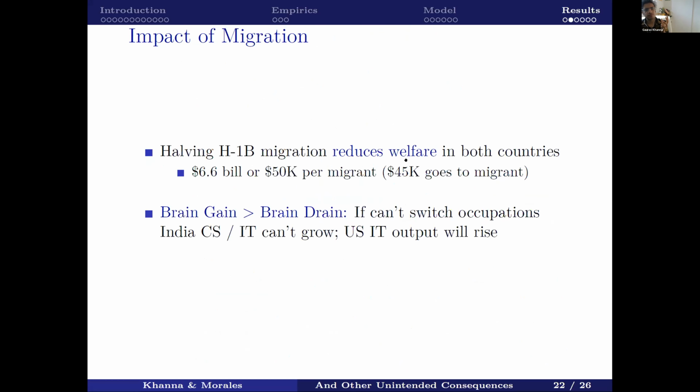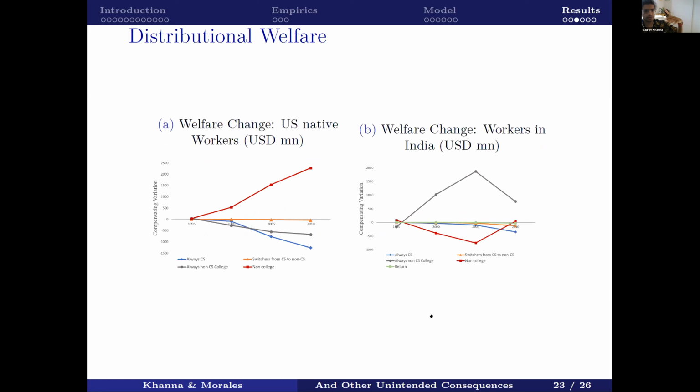So to summarize, what we find is that the H-1B program had a big impact on welfare. If you cut the H-1B program by half, you'd reduce welfare in both countries on average by about $50,000 per migrant. Of course, most of that gain goes to the migrant themselves. What we find in this paper is that the brain gain channel is larger than the brain drain channel. So India benefits quite a bit from this H-1B program. There are, of course, distributional consequences for different types of workers. Some workers might be hurt, but on net, a lot of the workers are better off.